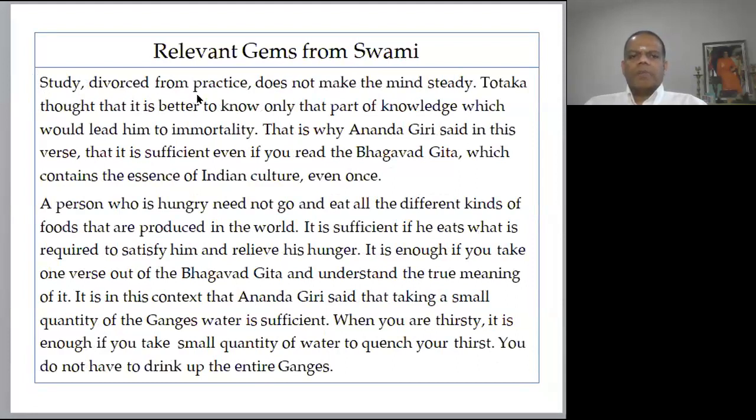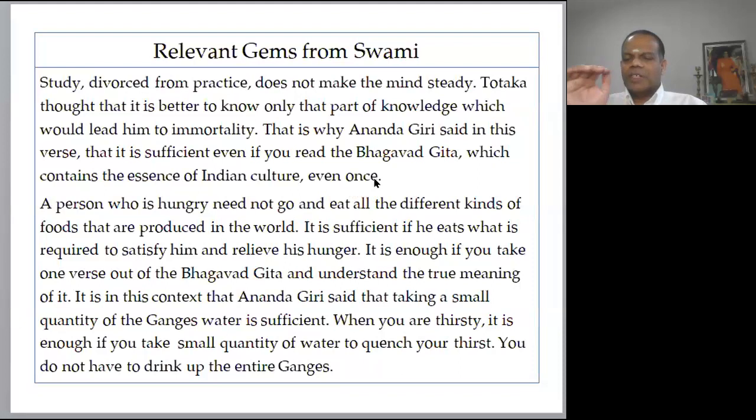Study divorced from practice does not make the mind steady. Totaka thought that it is better to know only that part of knowledge which would lead him to immortality. That is why Anandagiri said in this verse that it is sufficient even if you read the Bhagavad Gita, which contains the essence of Indian culture, even once.